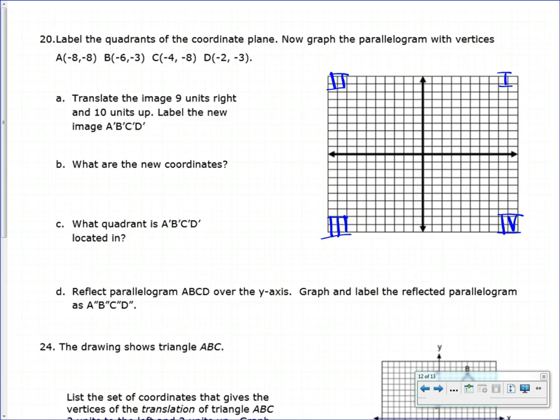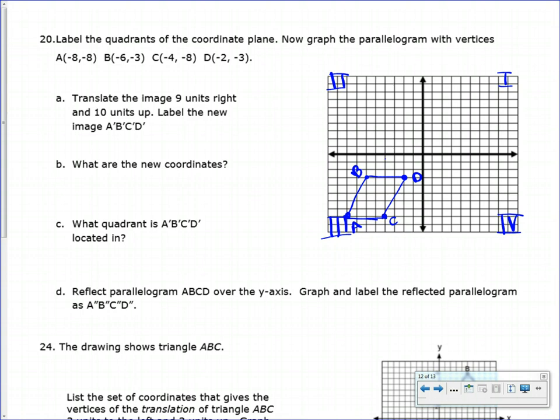Plot your points. So A is right there. B is at negative 6, negative 3. C is at negative 4, negative 8. And D is at negative 2, negative 3. And that's D. There we go.